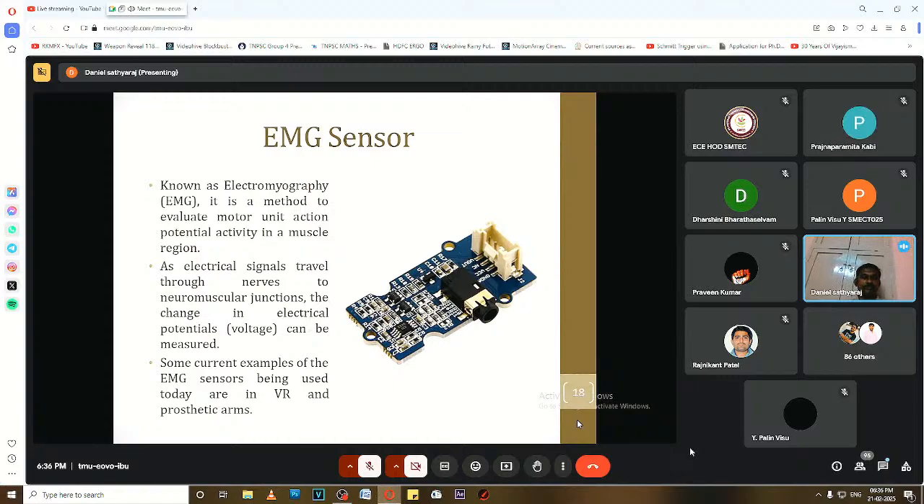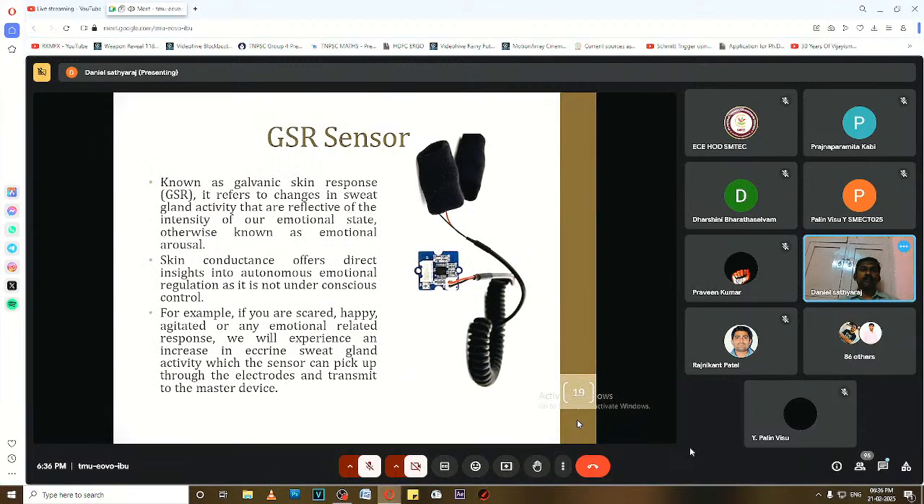Normally it is used in VR and prosthetic arms. One more type of practical application of sensor is known as the galvanic skin response sensor. We can connect it with sensors. It is used to reflect the intensity of our emotional state, or any emotional arousal. How we measure it: the skin conductance is directly related to emotional regulation, and it is not under conscious control. For example, if you are scared, happy or agitated, or in any emotional state, there will be an increase in sweat gland activity. Those things take place immediately, without us knowing.